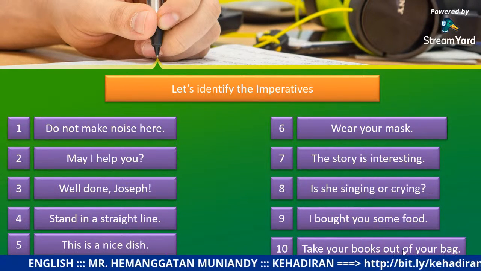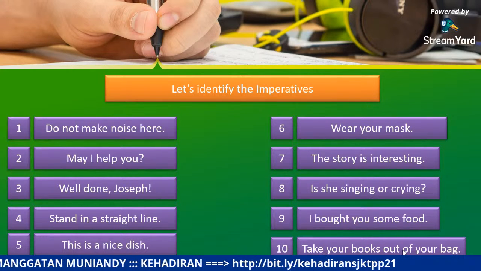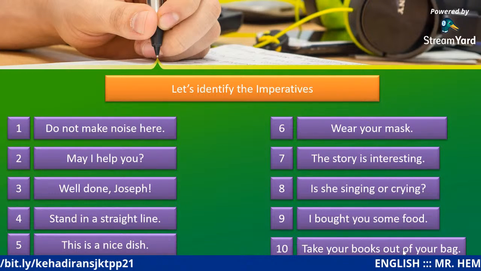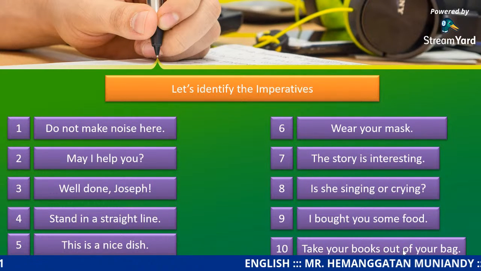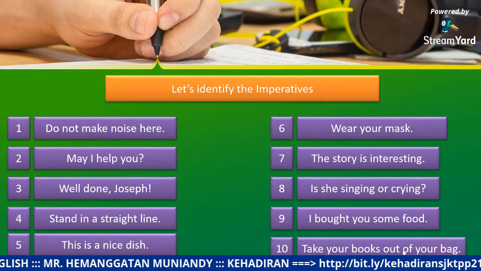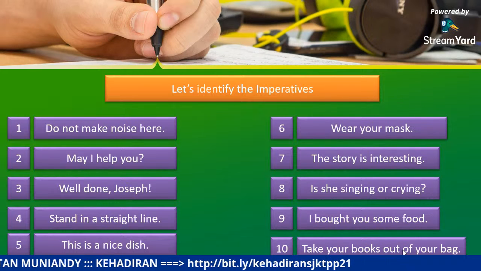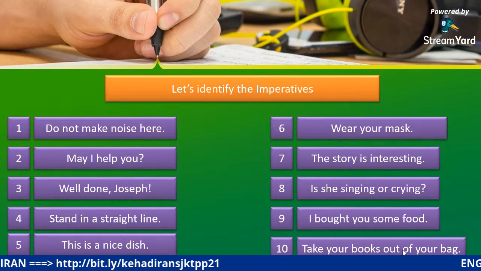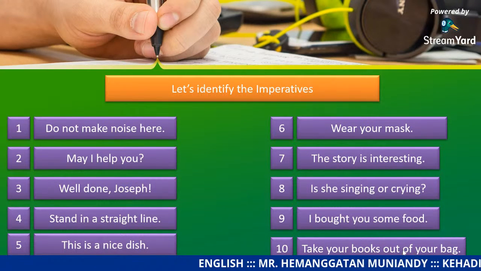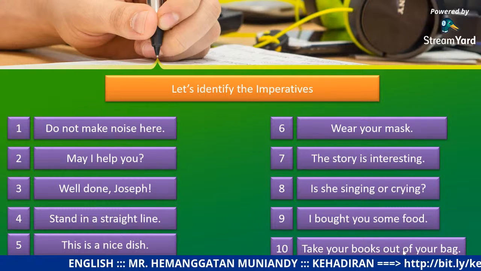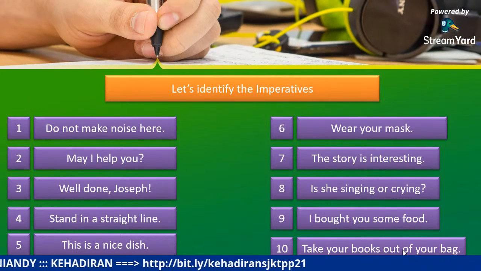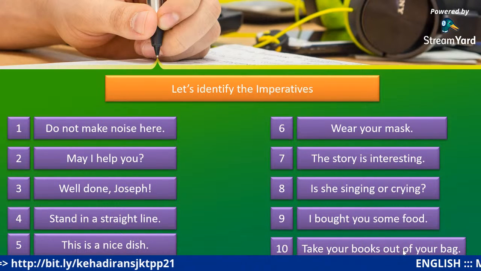Number 6, wear your mask. Read it carefully. It is not W-H-E-R-E, it is W-E-A-R. So, wear your mask. Somebody is telling someone to wear a mask. Number 7, the story is interesting. Is it? Number 8, is she singing or crying? Oh, so sad to see that. Number 9, I bought you some food. Thank you for the information, and that's so kind of you. Number 10, take your books out of your bag. Looks like the teacher is quite angry, asking the boy to take out the books.